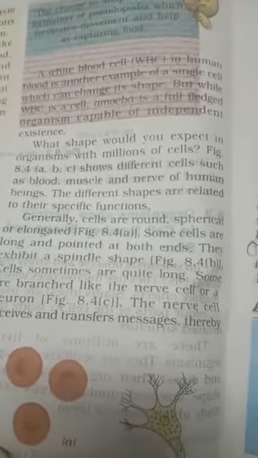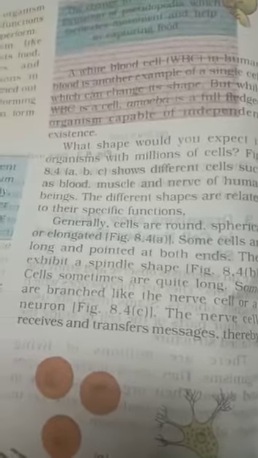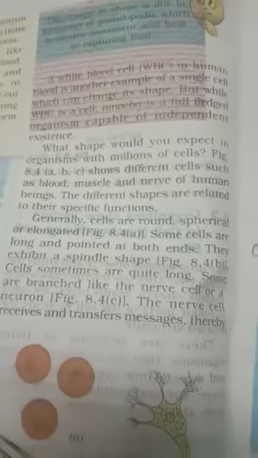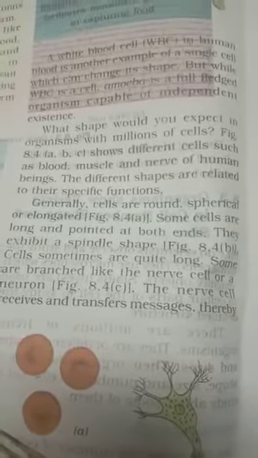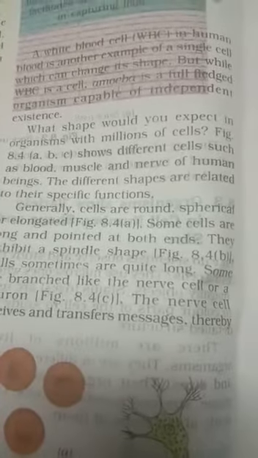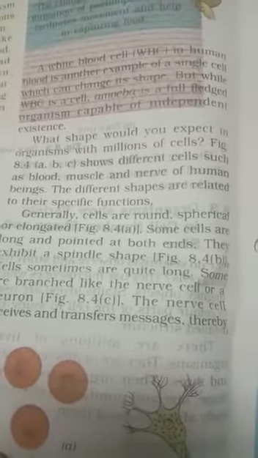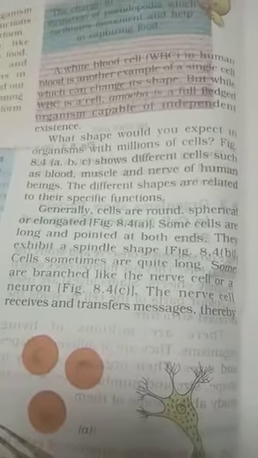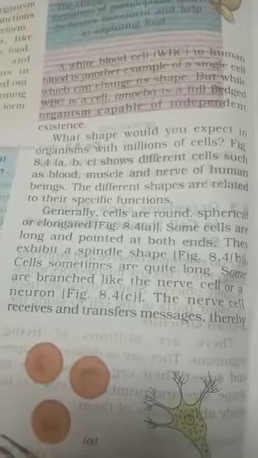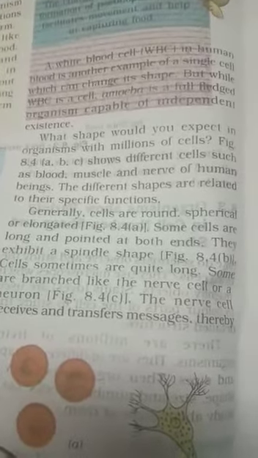The next single cell example is the WBC, the white blood cells. This is present in the human blood, which can change its shape. நம்ம பிளட்டில் இருக்கக்கூடிய WBCயோட சேஃப் மாறிட்டே இருக்கு. Which can change its shapes. Amoeba is a full-fledged organism capable of independent existence.